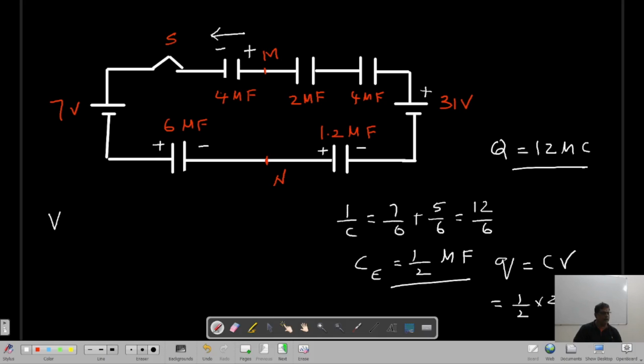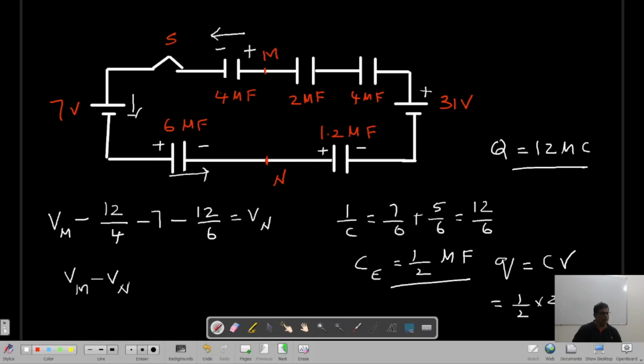So we will write Vm minus Q by C, which is 12 by 4. Then you walk through the cell again in the direction of the decreasing potential, minus 7. Now you come to the 6 microfarad capacitor, again in the direction of the decreasing voltage, which is 12 by 6. That is equal to Vn. Therefore, Vm minus Vn will be equal to, all of them go to the other side of the equation, 3 plus 7 plus 2, which is equal to 12 volt. So we get the potential difference between M and N as 12 volt. That is our final answer.